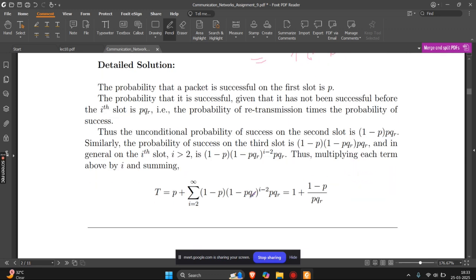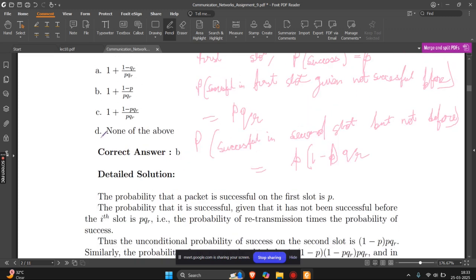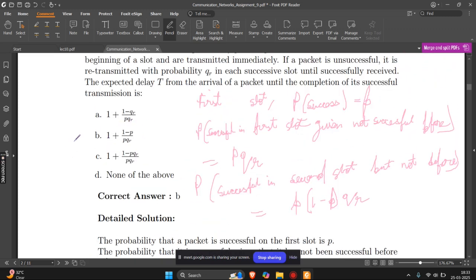So here we can see this GP, this is the particular GP that you will get, and if you do a summation, you will get 1 plus 1 minus P by PQR. So I will leave it as a homework for you to derive. For now, you can just take this solution. This is 1 minus P by PQR.